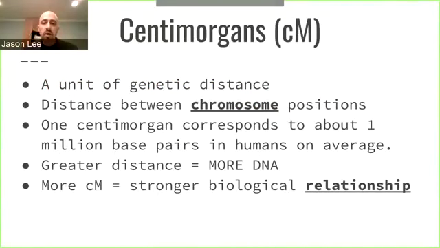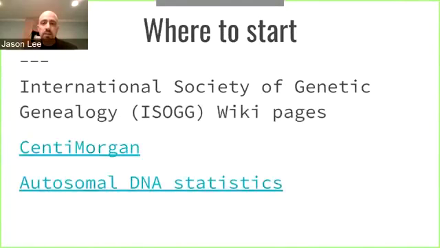So Centimorgans are a unit of genetic distance, and this is the distance between positions on chromosomes. One Centimorgan is equal approximately to 1 million base pairs on average. Base pairs, of course, are the individual letters of the genetic code. So one Centimorgan is equal to about 1 million of those letters. Greater distance means more DNA. So more Centimorgans implies a stronger biological relationship, generally speaking. And we'll get into some details.